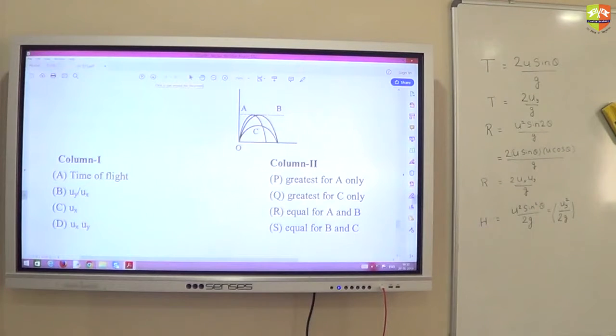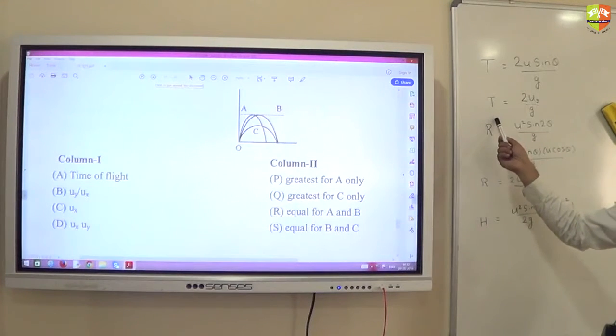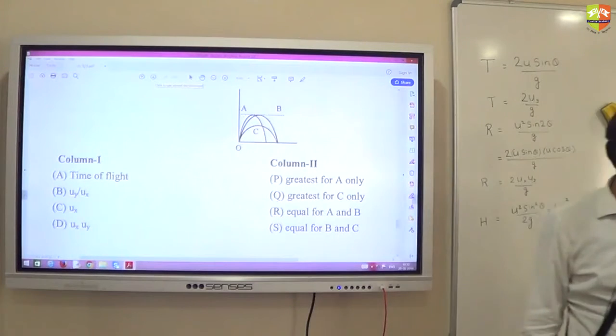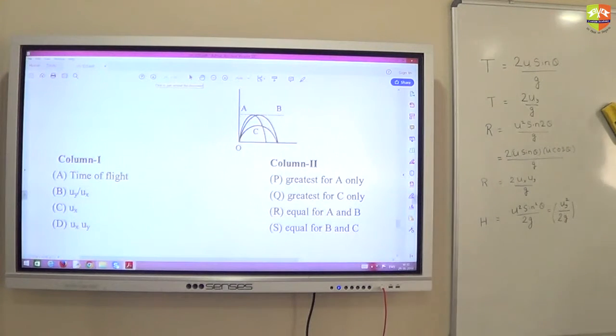See here, height, listen. Height depends on UY only. If UY is same, height is same. And if UY is same, time of flight is same. Height is equal for A and B, so time of flight will also be equal for A and B. So A is for R. A is matching with R. Understood?